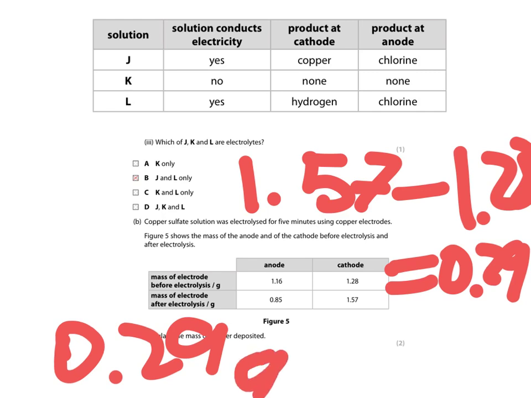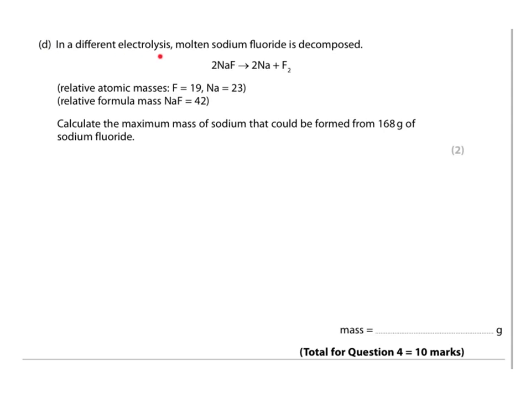So it says in a different electrolysis, molten sodium fluoride is decomposed. Remember, decomposed means broken down. You can see it's broken down into sodium and fluorine gas. It gives us the relative atomic mass of the fluorine and the sodium. It tells us the relative formula mass, that's the formula mass of the whole thing, sodium fluoride. And it asks us to calculate the maximum mass of sodium that could be formed from 168 grams of sodium fluoride.